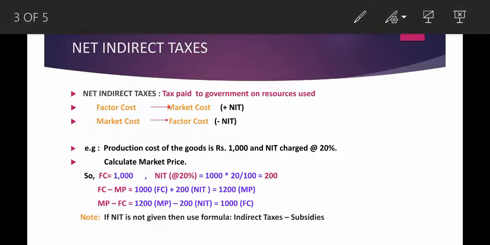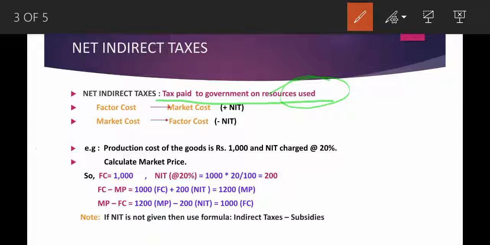The next topic which we will discuss here is net indirect taxes. As far as indirect taxes are concerned, we already know that all the indirect taxes are now comprised in GST. But what is net indirect taxes? It is the tax which is paid to the government on resources used. Whatever resources you have used or utilized, for that you need to pay taxes. That is known as net indirect taxes.